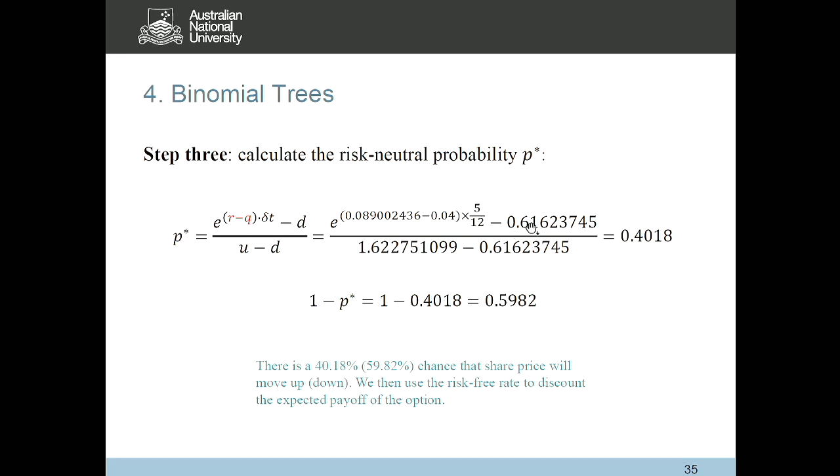So the delta T is 5 months, so 5 over 12, minus the little d, divided by the difference between U and D. So we work out there is a 40.18% chance the share price can go up. Then 1 minus the P star, we get 59.82, so there's a 59.82% chance the share price will go down. We're going to utilize this risk-neutral probability to work out the expected payoff of the put option at each branch of the tree. Because this is an American put option, we have no choice but to work from the right-hand side to the left-hand side at each branch of the tree.